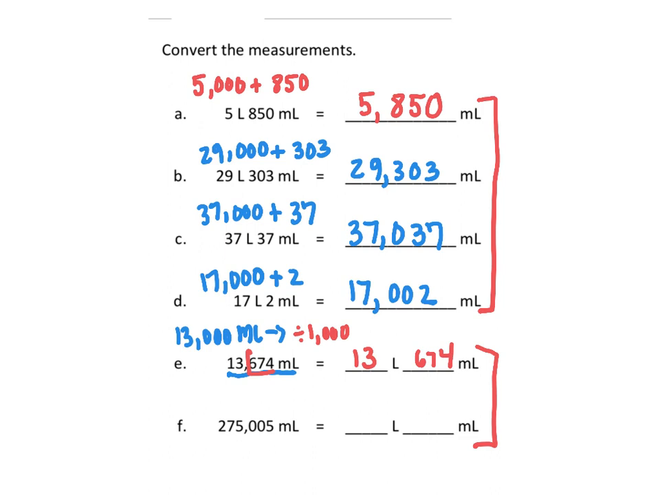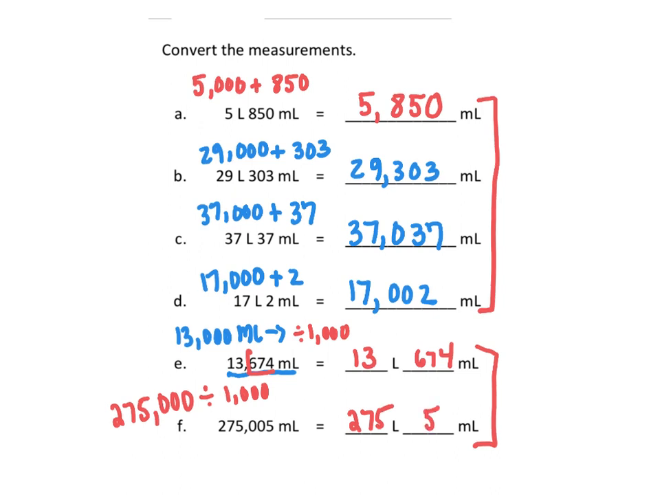And the last one is the same thing. We have to take that 275,000 and divide it by 1,000 because they want us to go from milliliters to liters, which would give us 275 liters. And how much is left over is 5 milliliters.